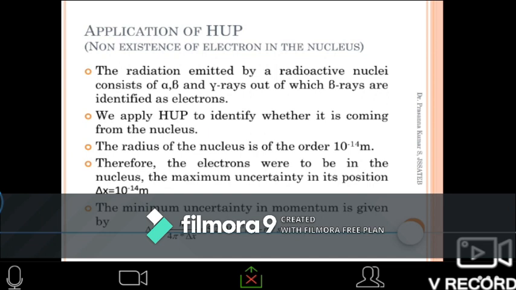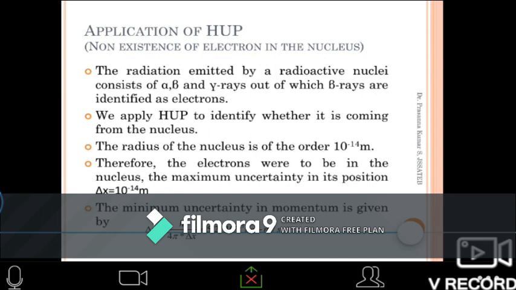See, if you apply the Heisenberg uncertainty principle, assuming that electrons are present inside the nucleus, then the size of the nucleus is of the order 10 to the power minus 14 meter. Then you can say that the electron is somewhere present within 10 to the power minus 14 meter. The probability of finding the particle within the nucleus is anywhere between that length, 10 to the power minus 14.